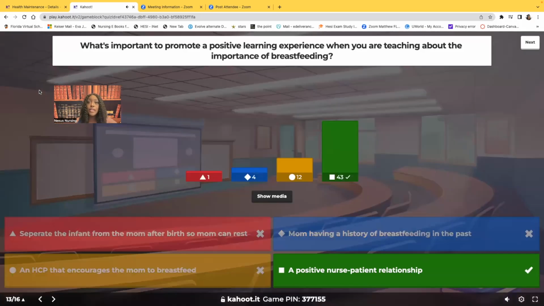Very good. A positive nurse-patient relationship. If your patient trusts you, you have a positive and a therapeutic relationship. When you're teaching her about the importance of breastfeeding and all the benefits of breastfeeding, she's going to be more open to hear you out and to want to learn.